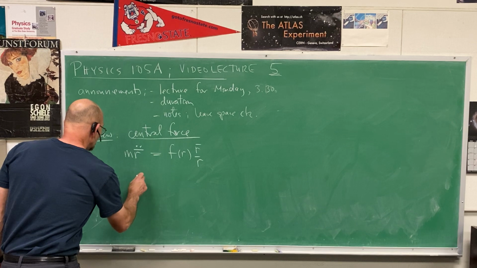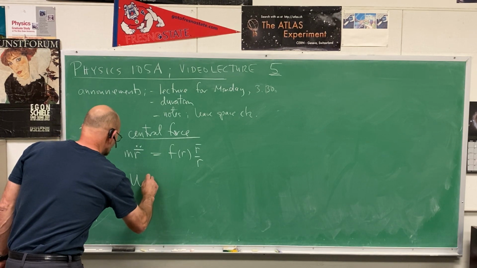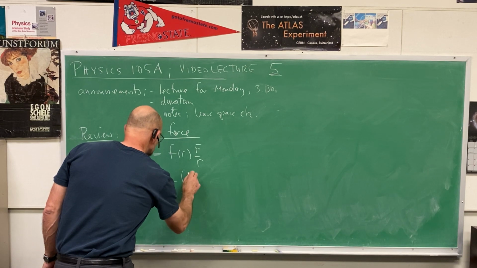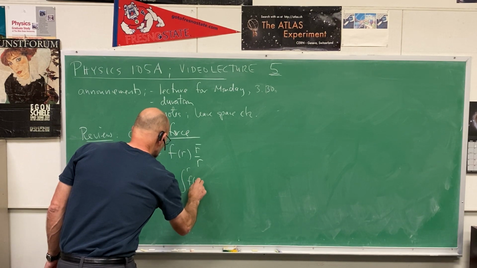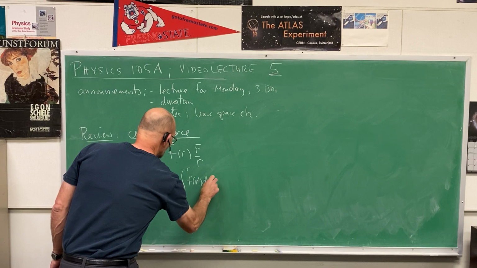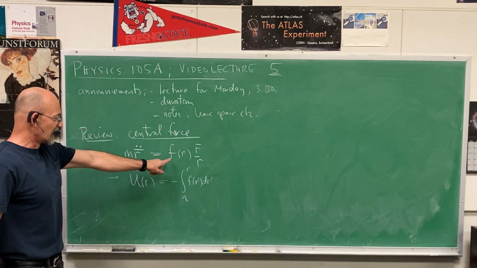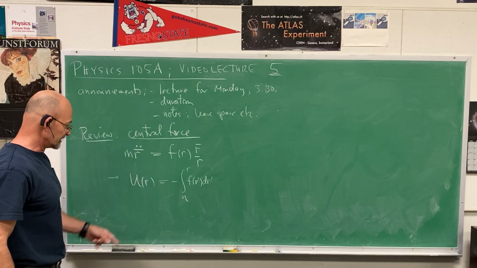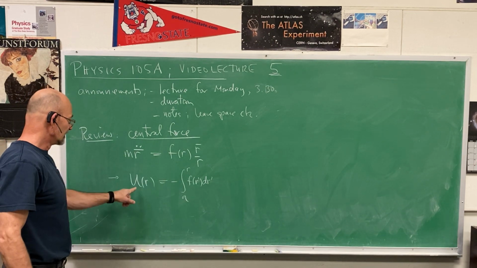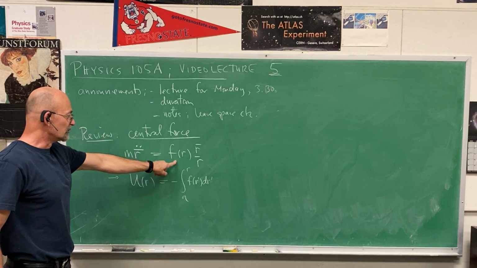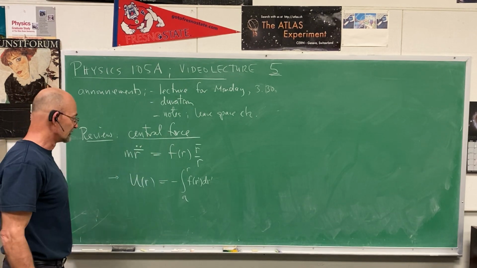Immediately, although it took us more than immediately, we now have the potential energy, and it is of this form right here. There's your potential energy. So you take that magnitude function and integrate it up to r. And of course, the derivative u prime of r gives you back f of r. Okay, so that's good.